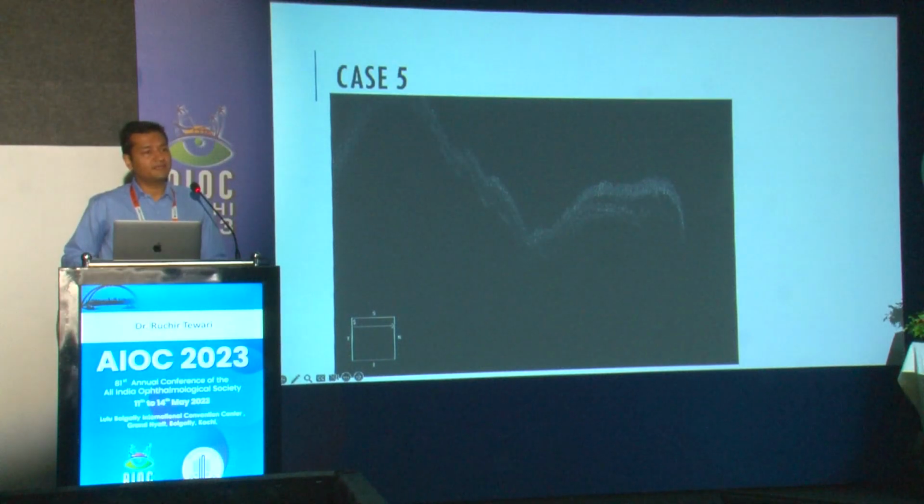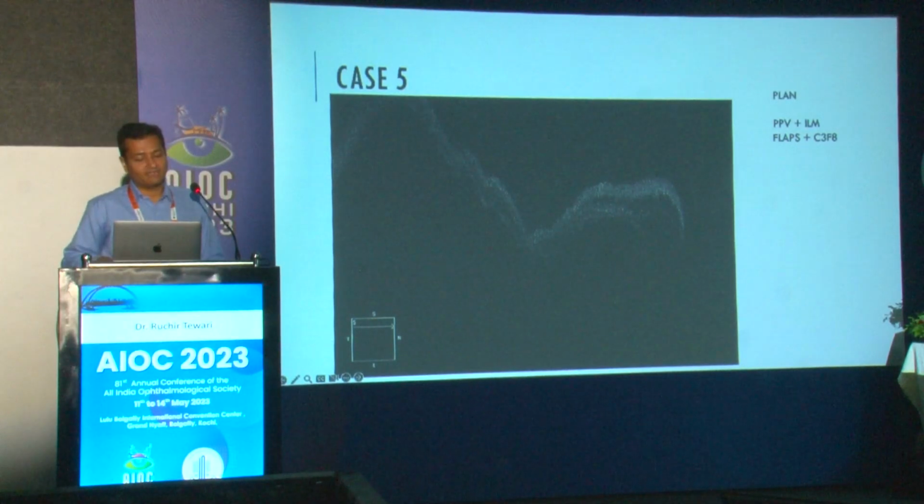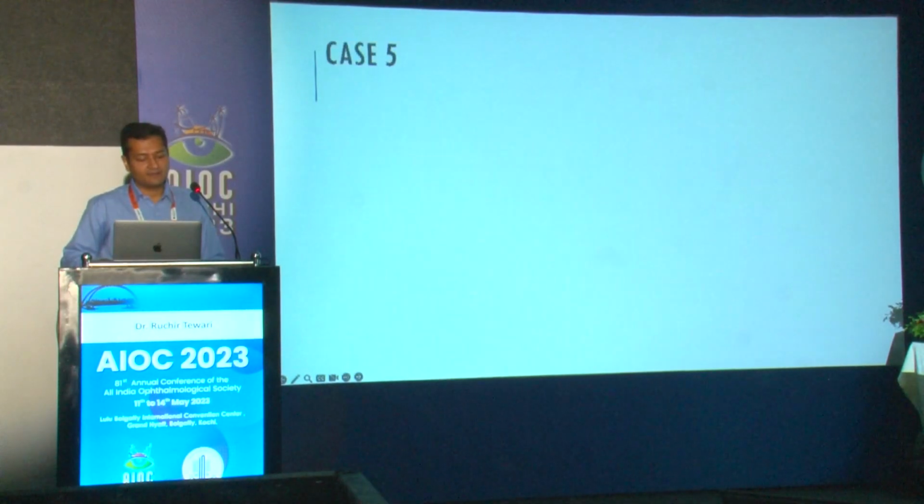So this is the OCT picture, very difficult to capture in a patient who does not have central vision. As you can see, there is a detached retina along with a large macular hole. Again, this patient was advised pars plana vitrectomy along with inverted ILM flaps and C3F8 gas.